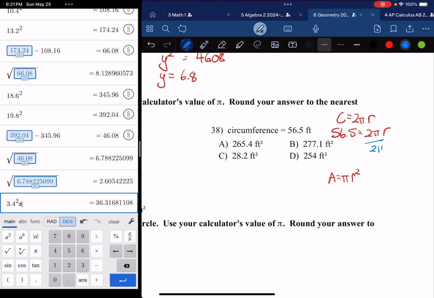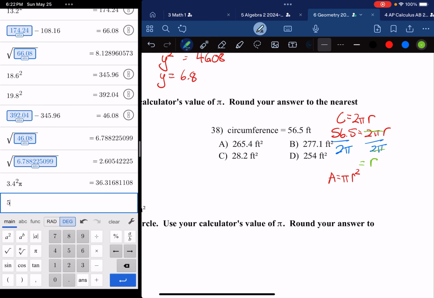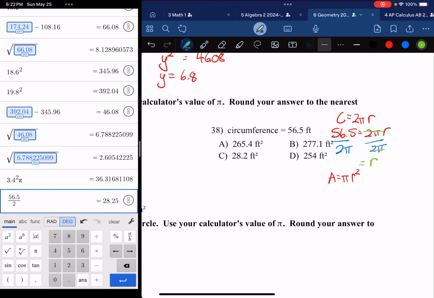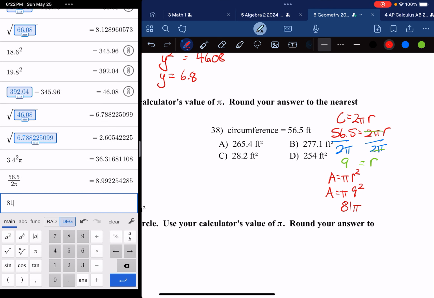So when I divide both sides by 2 pi, I'm left with just my r, because 2 pi and 2 pi are gone. So I can say that r here is equal to 56.5 on my calculator divided by 2 pi. And this is basically 9, right? So now I know the radius. I can say my area is now pi times 9 squared. 9 squared is 81, so this is going to be 81 pi. And I can type in 81 pi to get 254.5. 254, oh, well, it was close-ish. I was off by 0.5. That's why it's multiple choice.